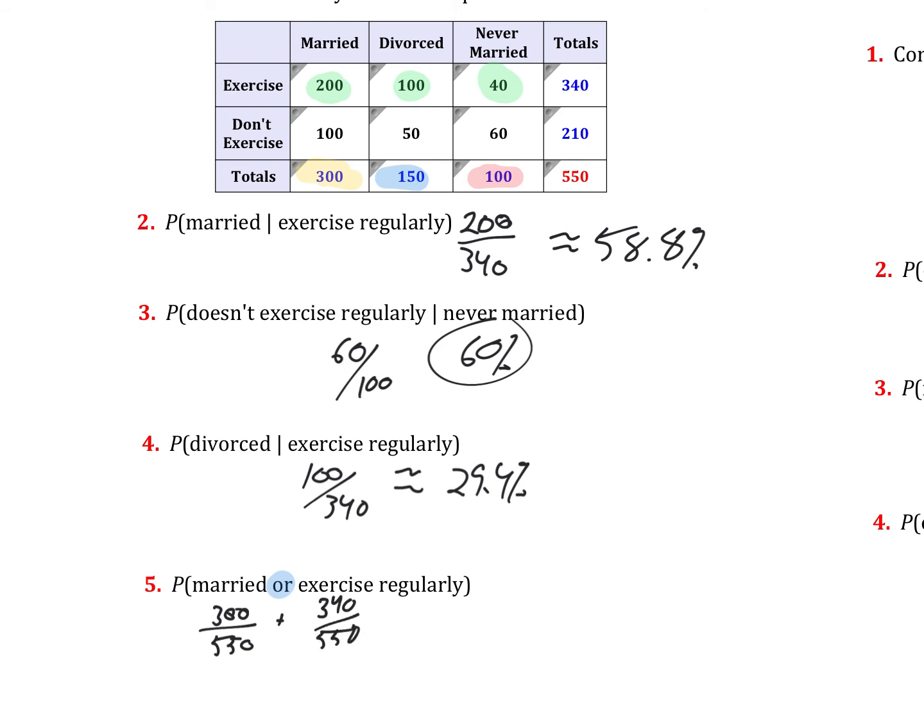But now I run into the issue that if I were to add these up, I'd get 640 over 550, and that doesn't make any sense. The reason for that is I've double counted these 200 people here because they fell into the married category, but then I also counted them again in that exercise category. So to avoid double counting, I have to subtract away that 200 out of 550. Now we can combine our like terms up top. That would be 440 over 550, which is 80%.